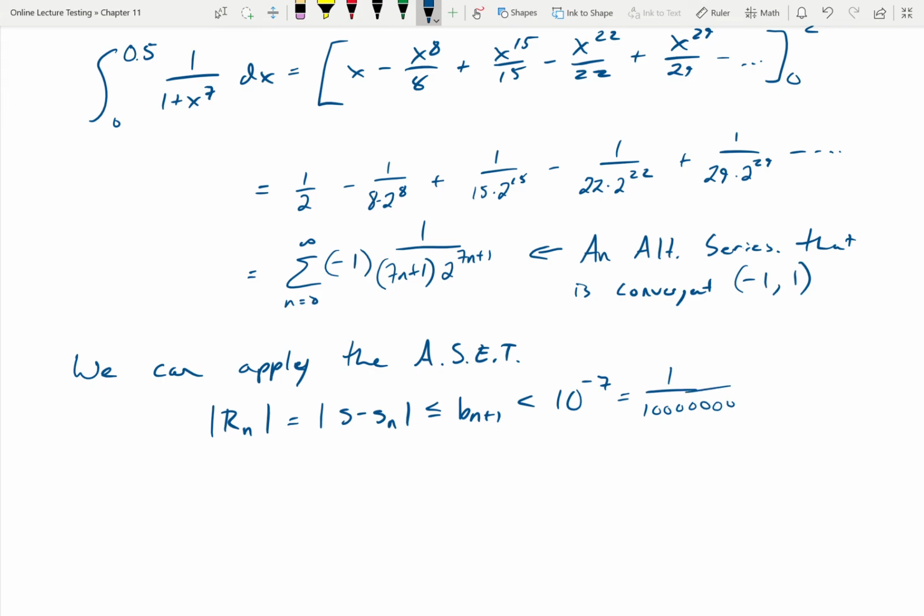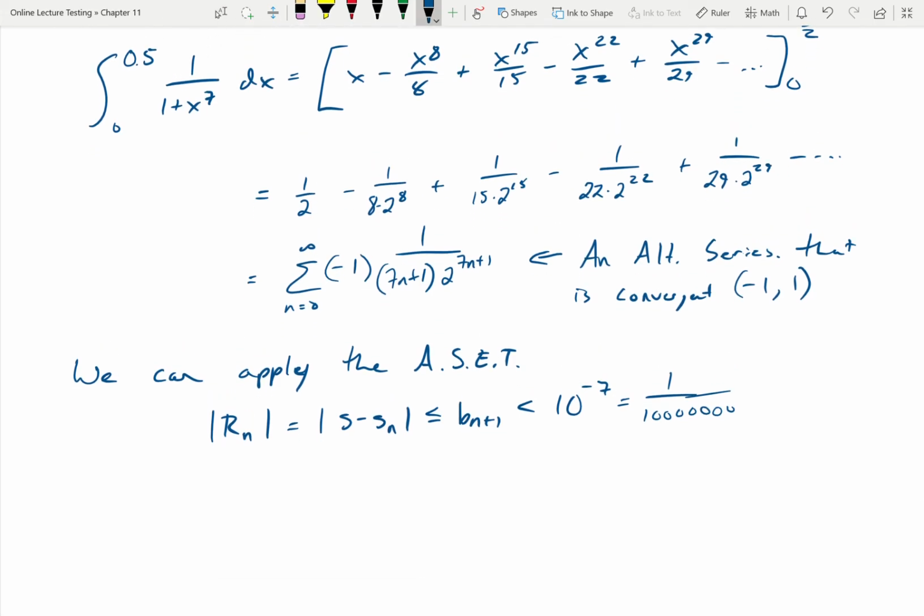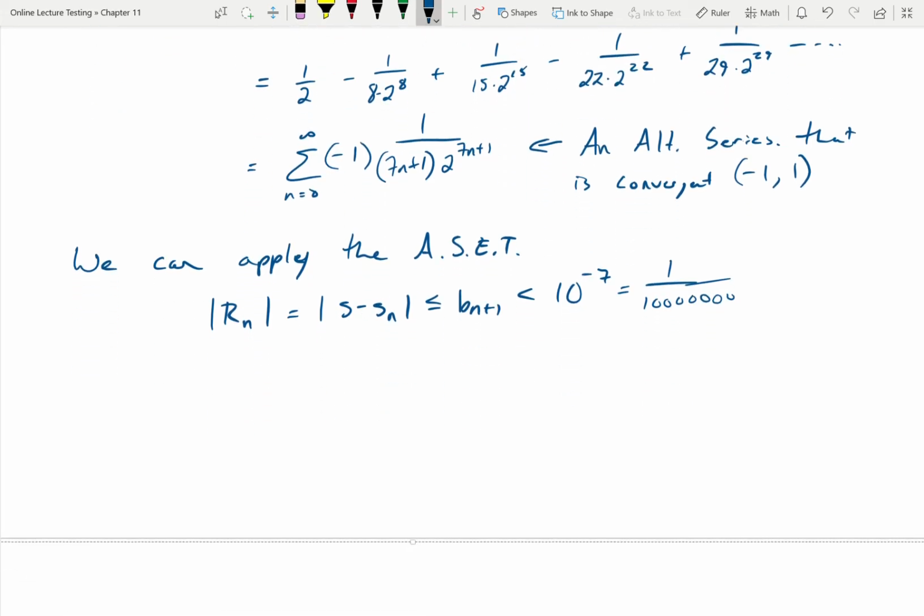So that's the cool thing. All we really have to do is start seeing when the 7th decimal point is being affected. So let's look at the values. When n is equal to 2, the first one is 1/2. Let's look at this value. If it is less than 10 to the negative 7th, we're good.